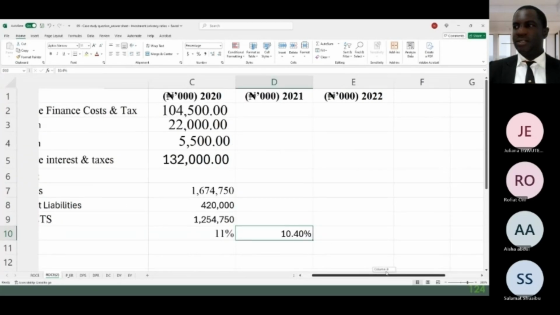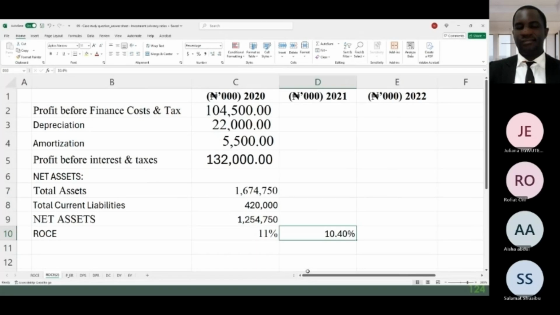Okay, so have we gotten our answers? Apart from Aisha's 10.40, who has a contrary percentage? Okay, I believe we are still crunching. Actually, for the other method, 10.43.